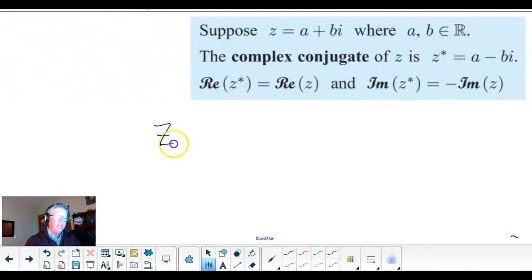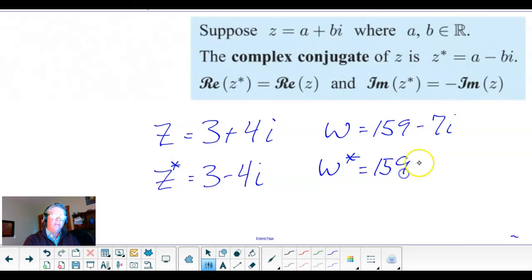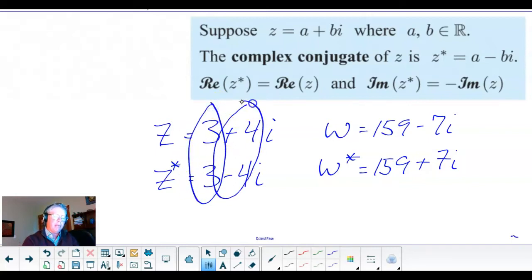If I have z equal to 3 + 4i, the complex conjugate, usually with that little asterisk, is just... So everybody thinks a complex conjugate has to have a negative. No. What if w equals 159 - 7i? Its complex conjugate would be 159 + 7i. All right. Notice the real parts always stay the same, and the imaginary parts just differ in sign.